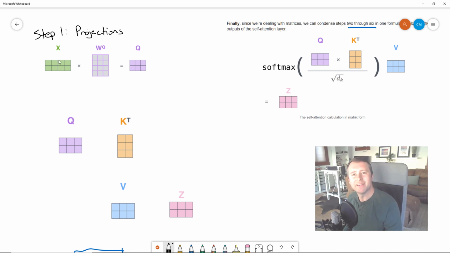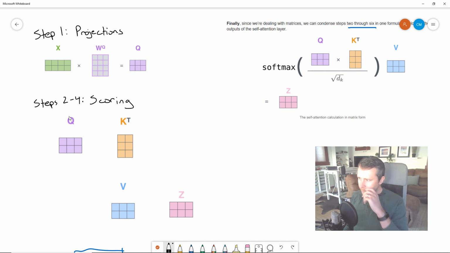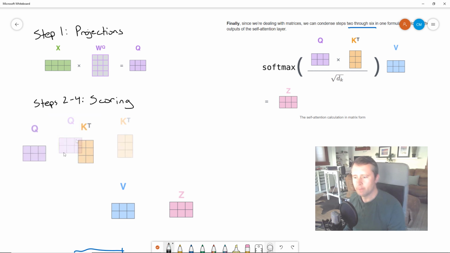So we took the word embeddings in X and multiplied them against each of the 3 weight matrices, and that created our Q, K, and V matrices. Now, steps 2 through 4 dealt with the scoring. So let's break those down. And let me scoot these over a little bit so we can.